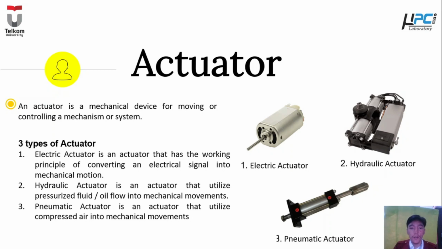Now, we are going to talk about actuators. So, what is an actuator? An actuator is a mechanical device for moving or controlling a mechanism or system. There are three types of actuator. Number one is the electric actuator. It is an actuator that has the working principle of converting an electrical signal into mechanical motion.